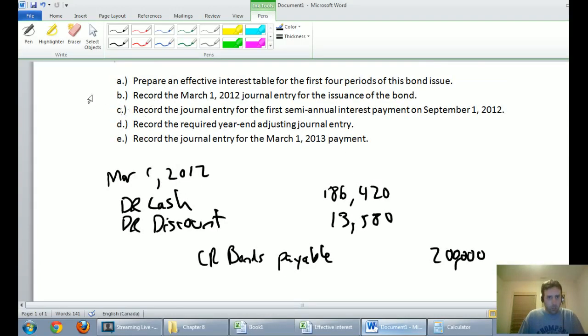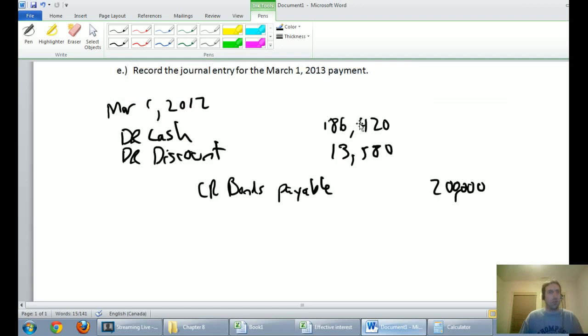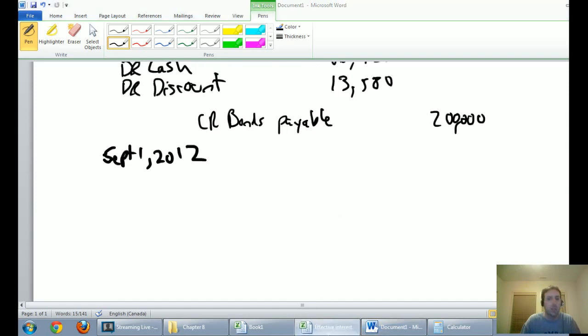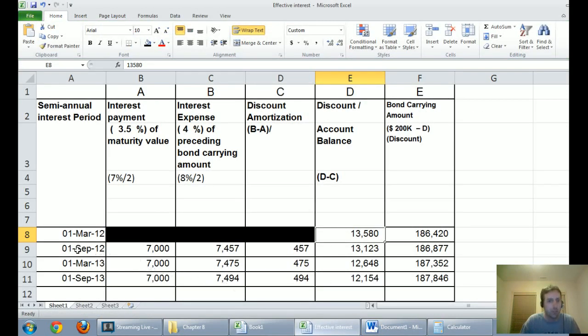Now we're on to Part C. Part C says record the journal entry for the first semi-annual interest payment on September 1st, 2012. Now where's my pen? There it is. Let's go ahead and do that. So it's September 1st, 2012, and we've got to record our interest payment. How do I do it? Well, if I've done the table, easy peasy, here we go.